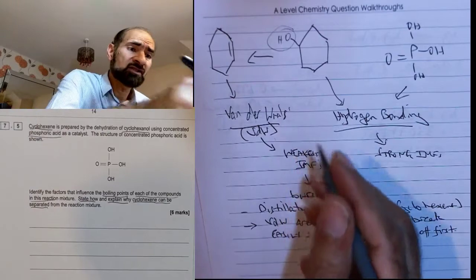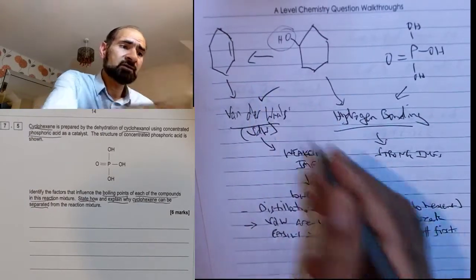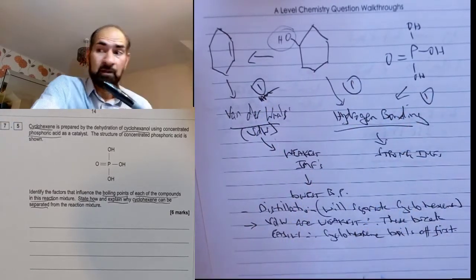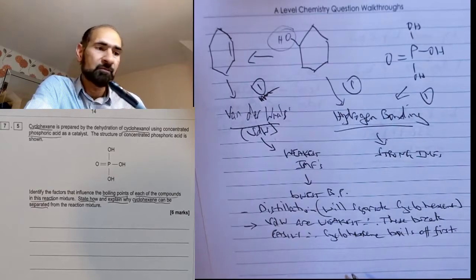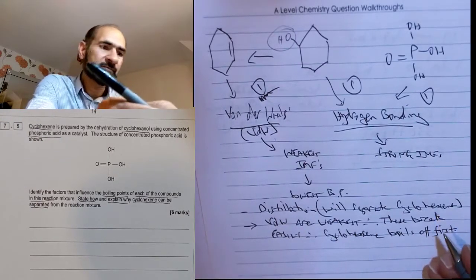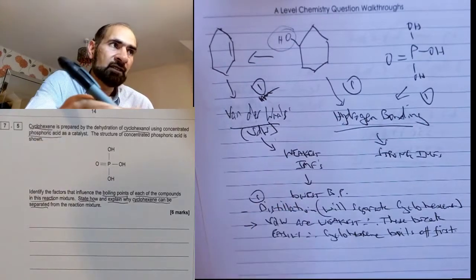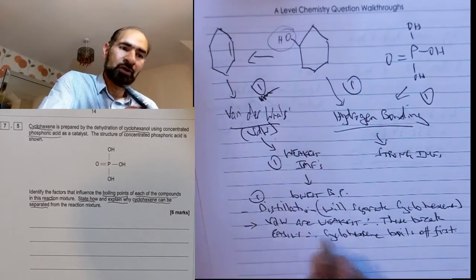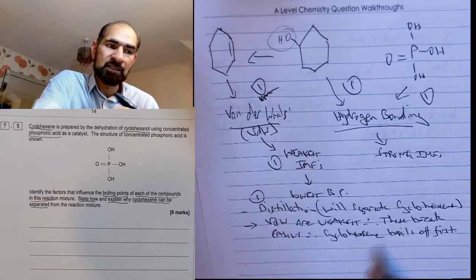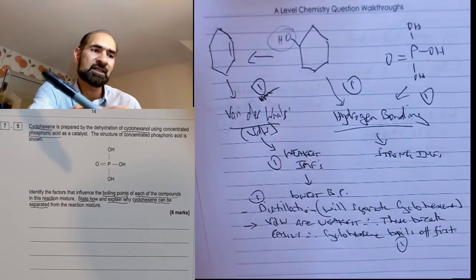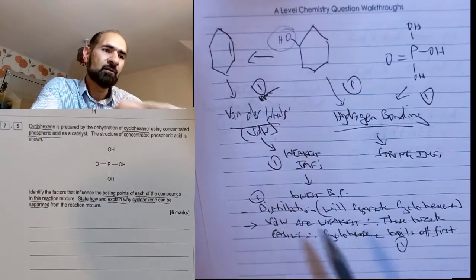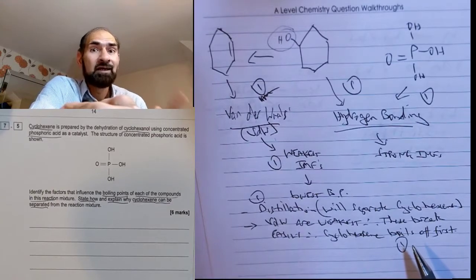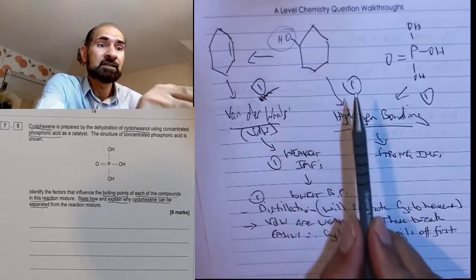Okay, marks. Literally, marks would be that 1 mark, that 1 mark, that 1 mark, because I've identified the factors that influence the boiling points, and this is going to be 1 mark. Distillation, 1 mark. Van der Waals forces are the weakest. Now, I've done it here as well, so I'll get the marks here or here, doesn't really matter. And of course, these break easily, cyclohexene boils first. That'll be the 6th mark. So 1, 2, 3, 4, 5, 6. It's a 6 marker, but it can be done in about 4 minutes, assuming you know these structures.